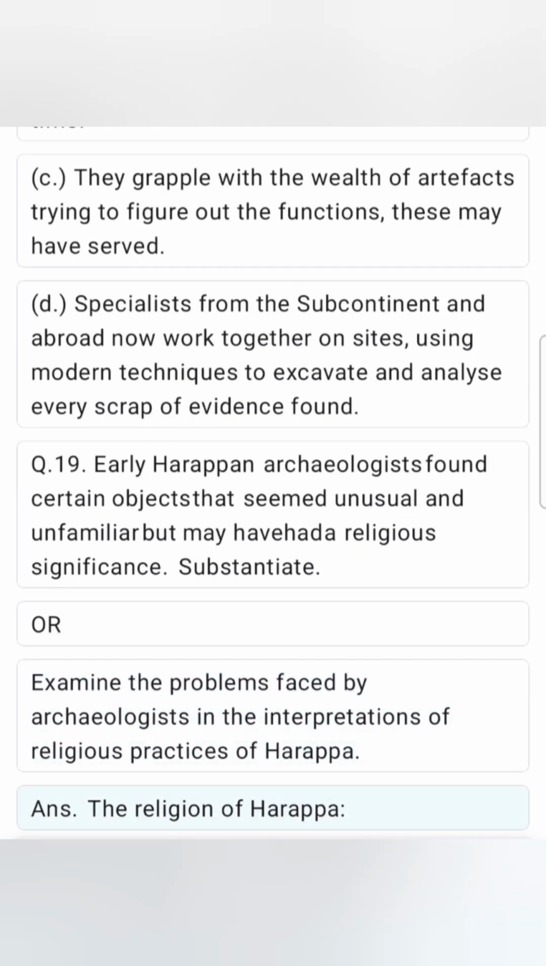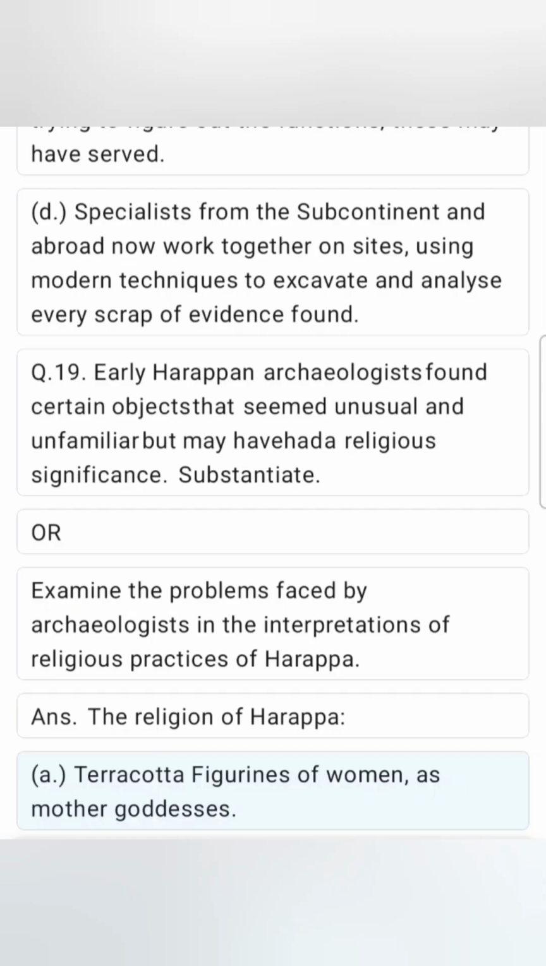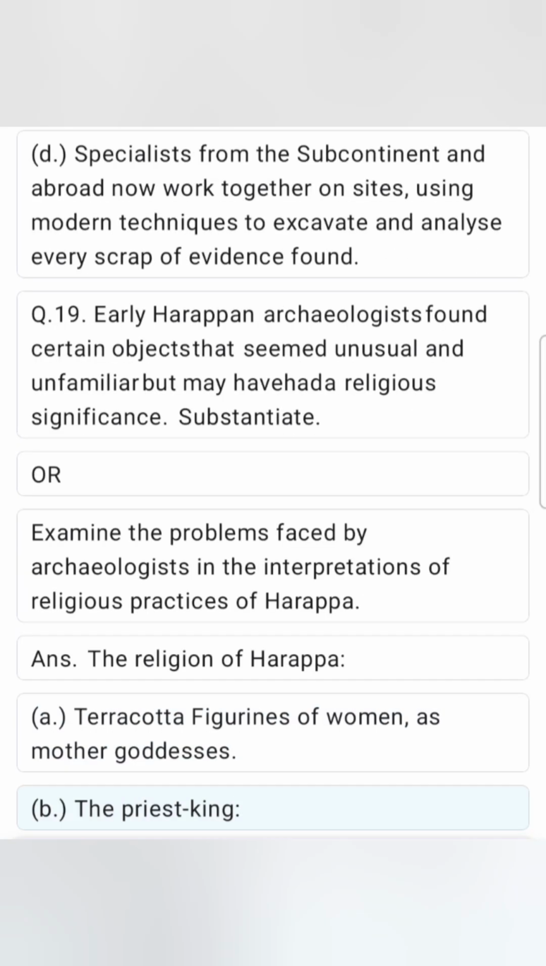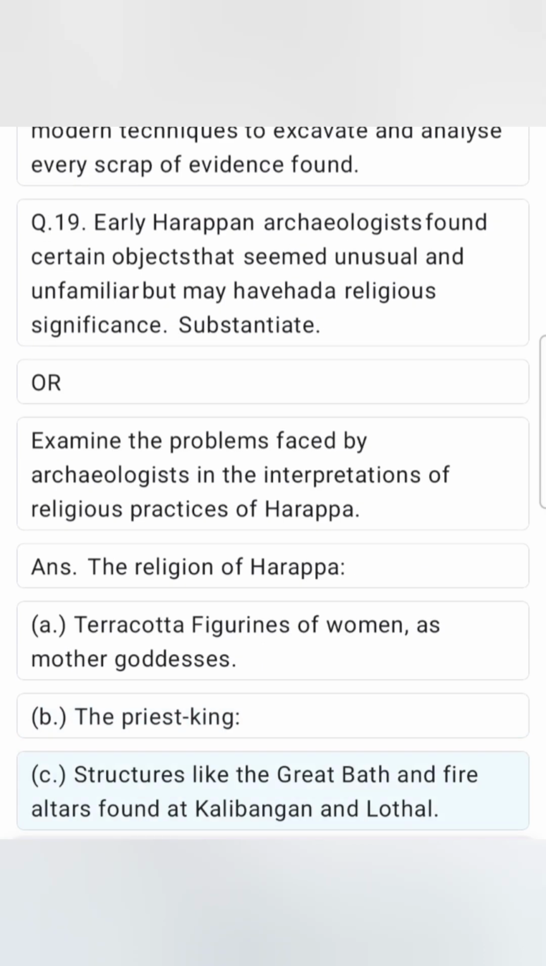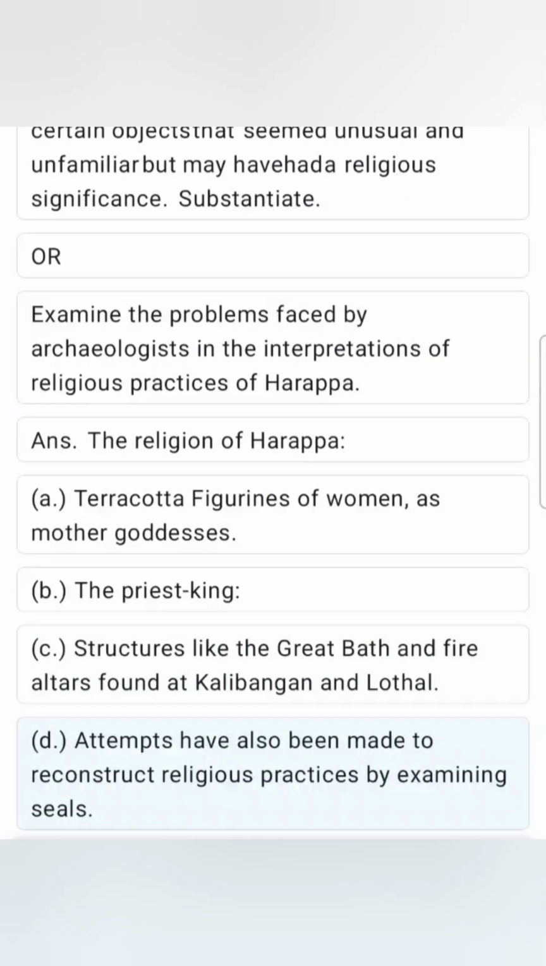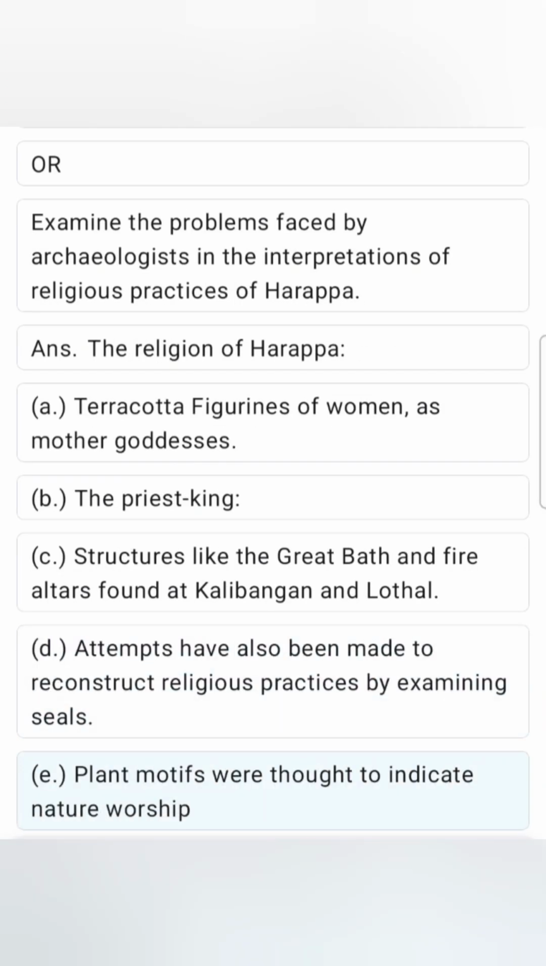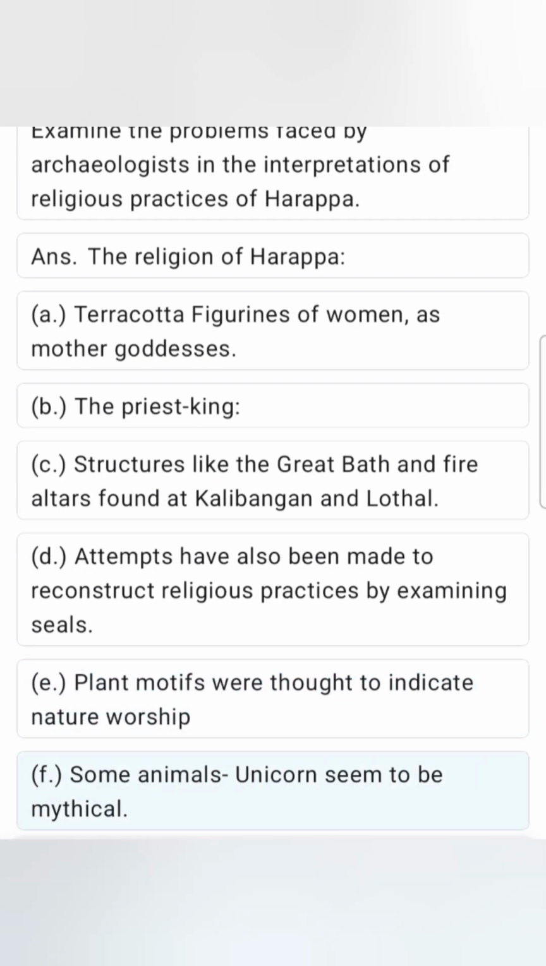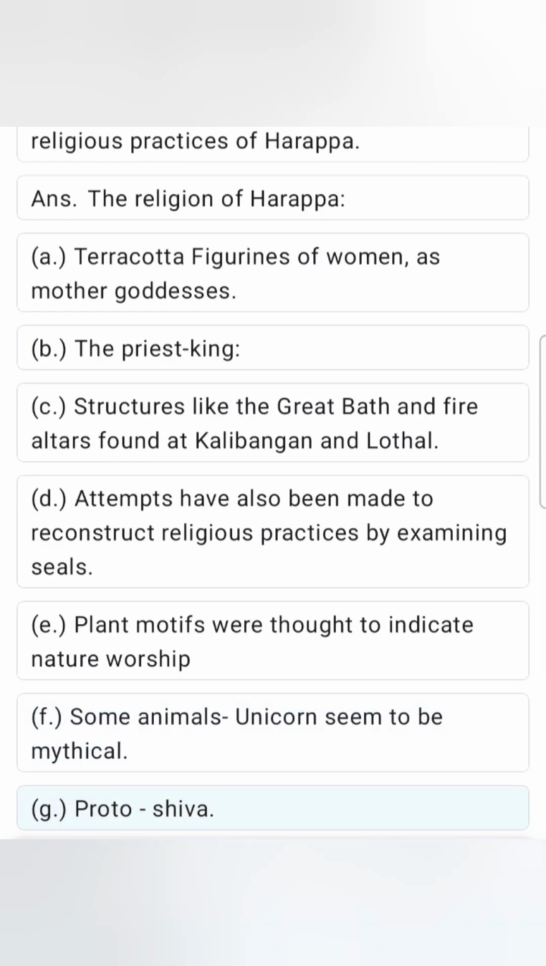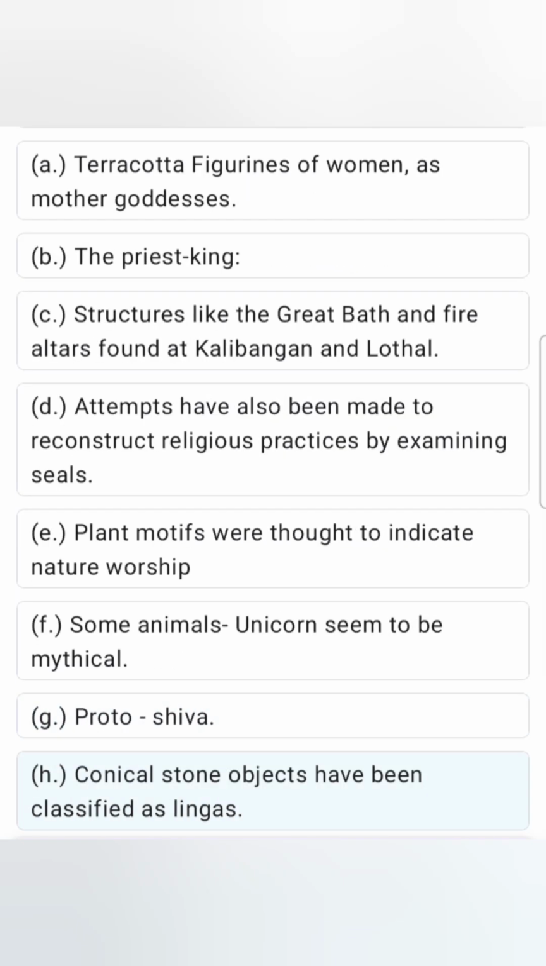Ans. The religion of Harappa. A. Terracotta figurines of women as mother goddesses. B. The priest king. C. Structures like the Great Bath and fire altars found at Kalibangan and Lothal. D. Attempts have also been made to reconstruct religious practices by examining seals. E. Plant motifs were thought to indicate nature worship. F. Some animals, like unicorns, seem to be mythical. G. Proto-Shiva. H. Conical stone objects have been classified as lingas.